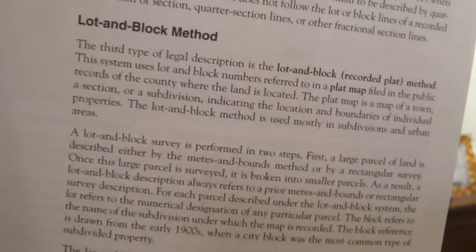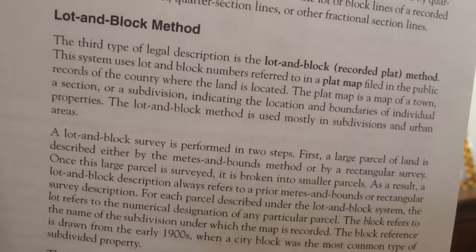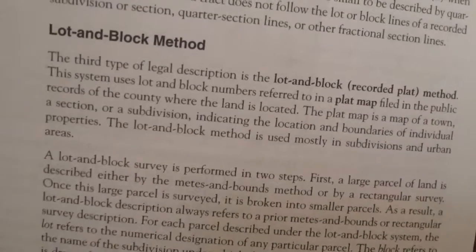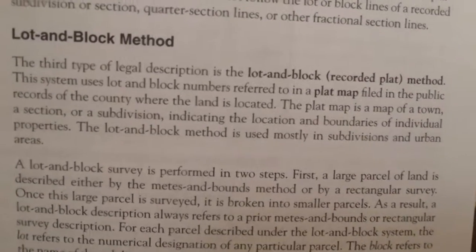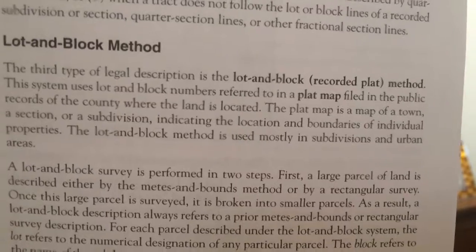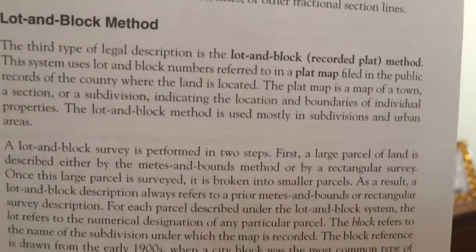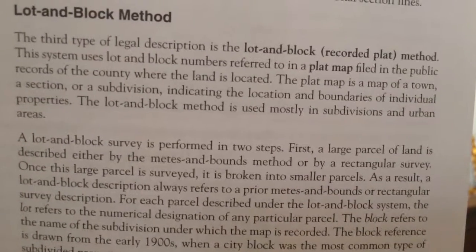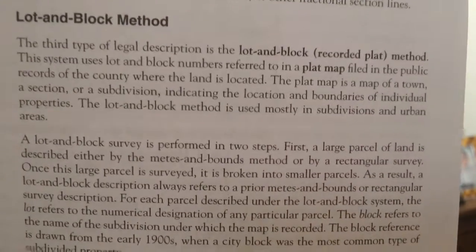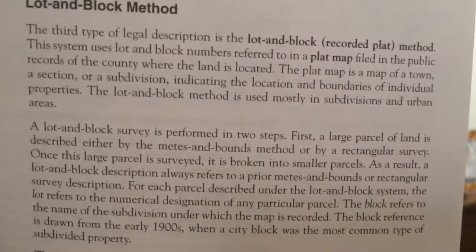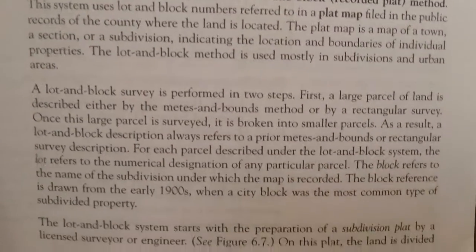Lot and block method. The third type of legal description is the lot and block, the recorded plat method. This system uses lot and block numbers referred to in a plat map filed in the public records of the county where the land is located. The plat map is a map of a town, a section, or a subdivision, indicating the location and boundaries of individual properties. The lot and block method is used mostly in subdivisions and urban areas.